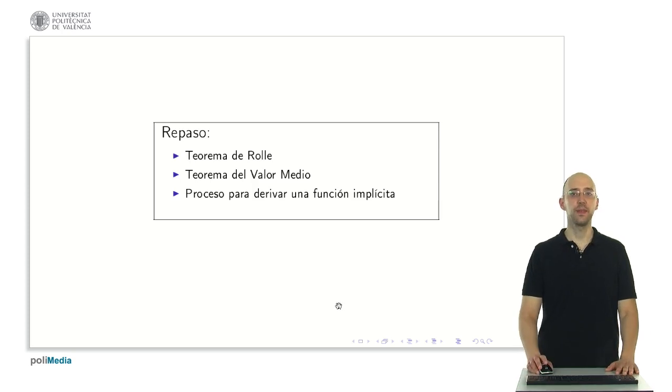I hope you found this information helpful. Today, we covered Rolle's theorem, the mean value theorem, and implicit function differentiation.